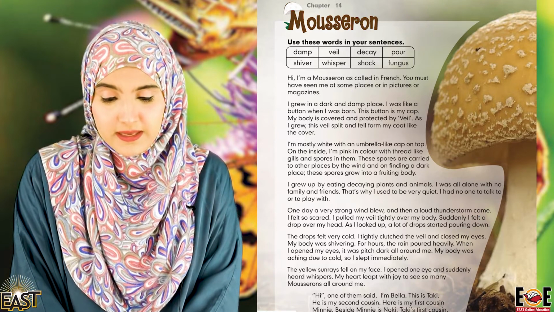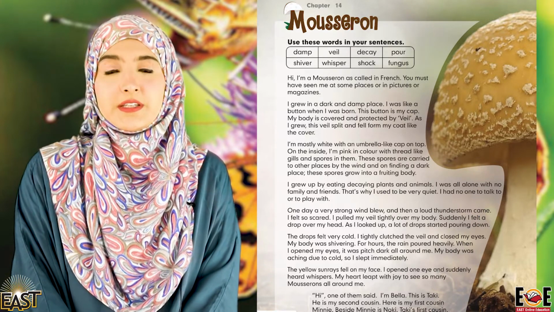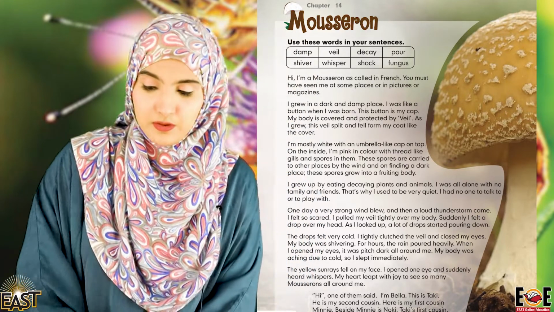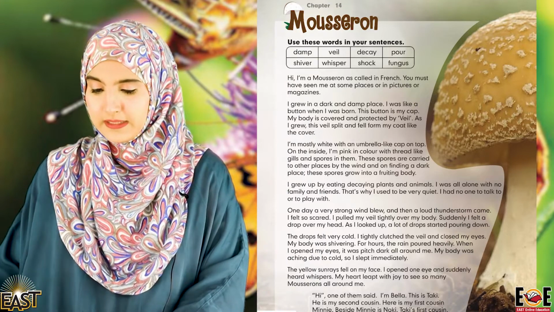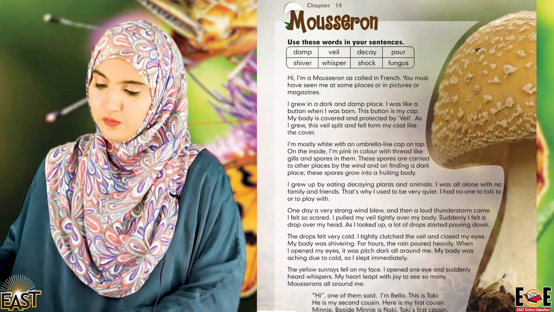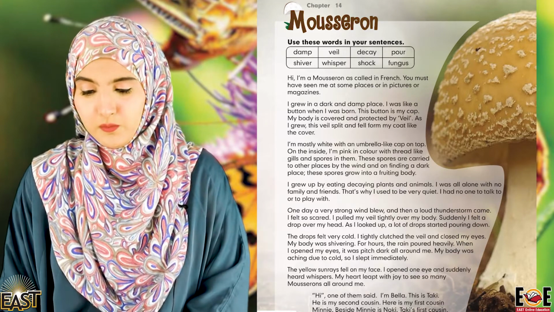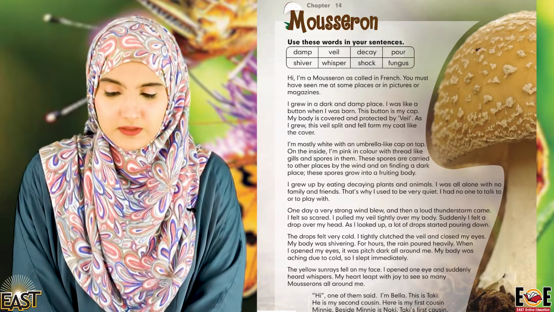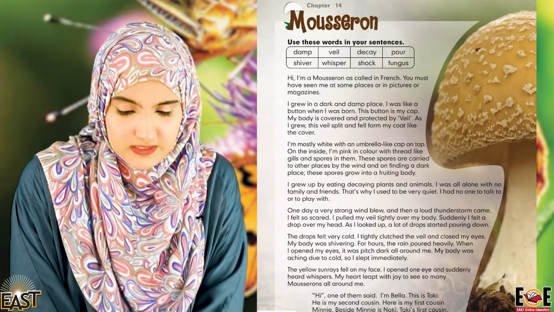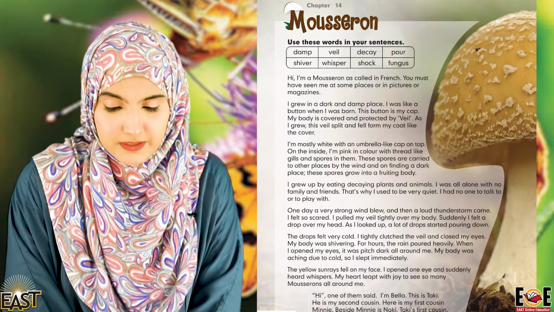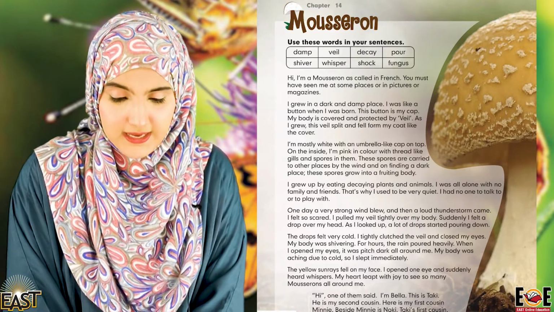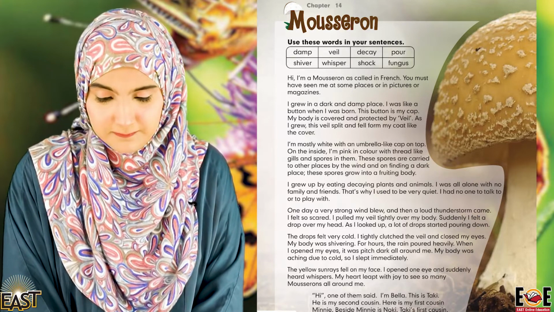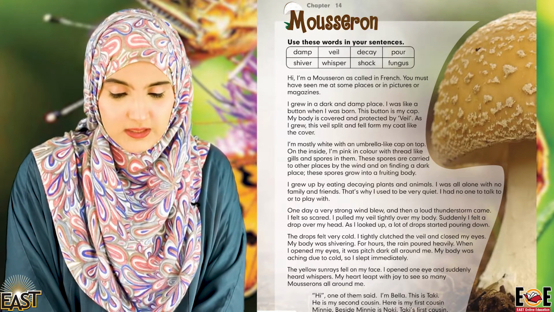This button is my cap. My body is covered and protected by veil. What was veil? Do you all remember? Veil is a piece of thin material worn by a woman to cover face or head. It's a thin material, alright? So the button is my cap. My body is covered and protected by veil. As I grew, this veil split. ये फट जाती है, हट जाती है. And I fell from the coat like the cover.